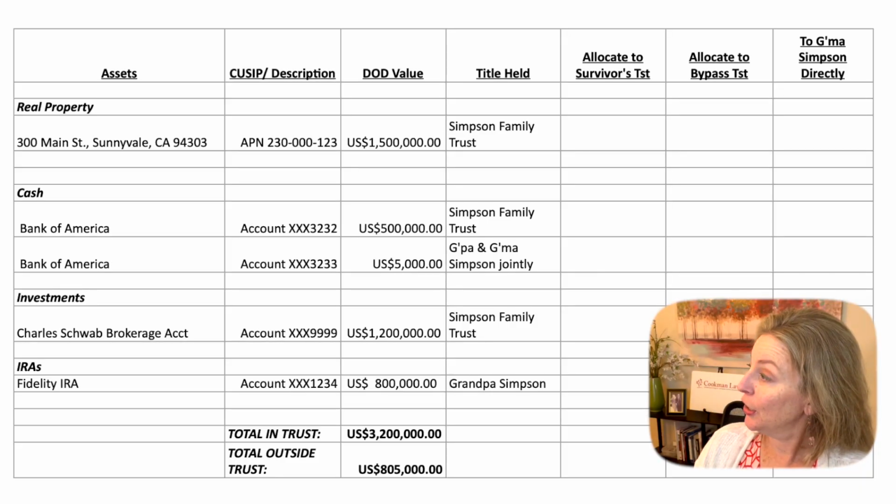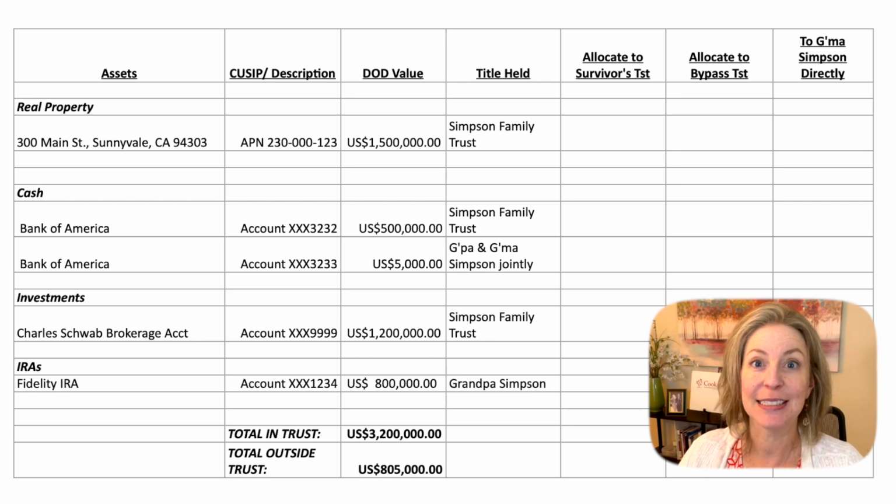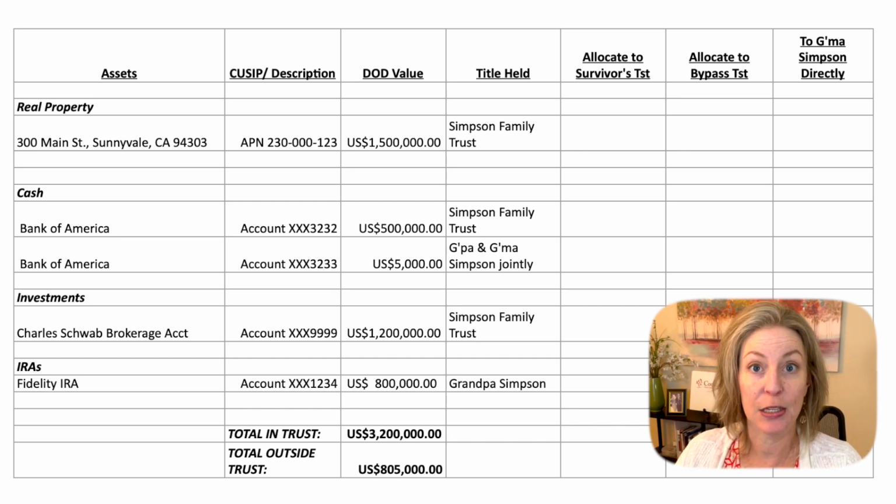Okay, so here you'll see that I've made a spreadsheet. We're pretending that unfortunately Grandpa Simpson died and Grandma Simpson is still alive, all right? And they have an A-B split in their trust. So their revocable trust says upon the first death, upon Grandpa's death, half of the assets go to the A trust, and we're talking about community property assets here, and half of the assets go to the B trust.